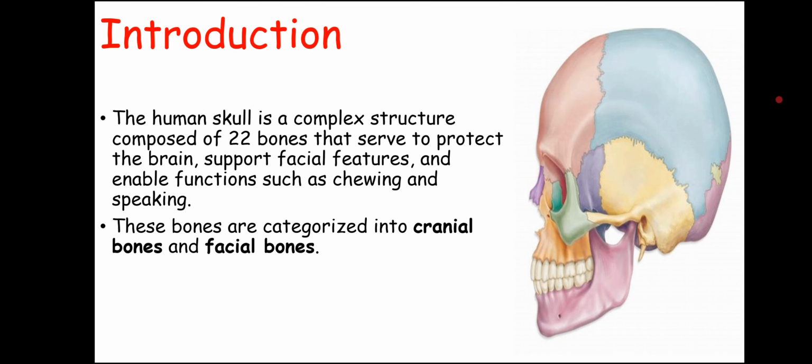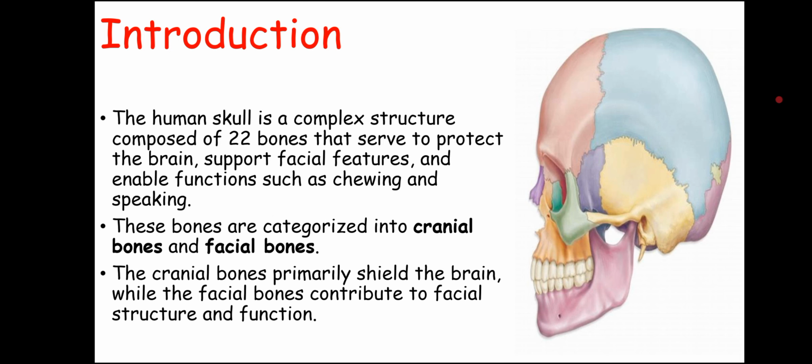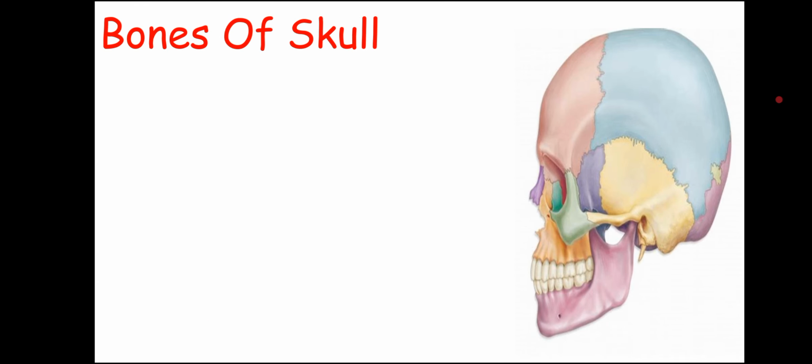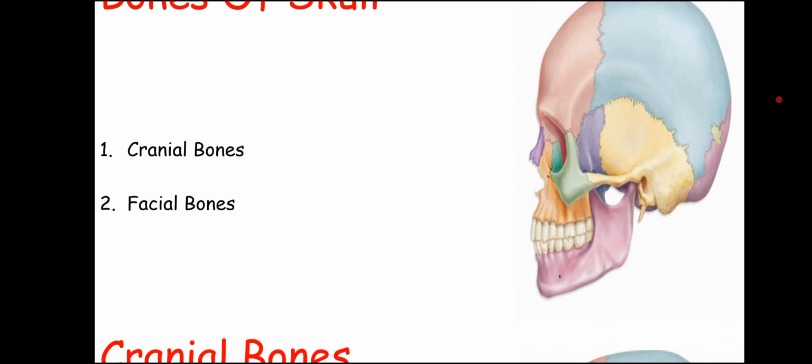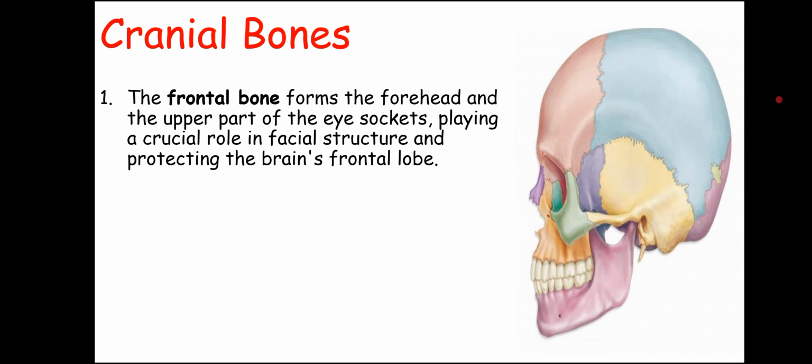These bones are categorized into cranial bones and the facial bones. Cranial bones primarily shield the brain, while the facial bones contribute to the facial structure and function. Now let's talk about the bones of skull that are cranial bones and facial bones. First we will talk about the cranial bones.